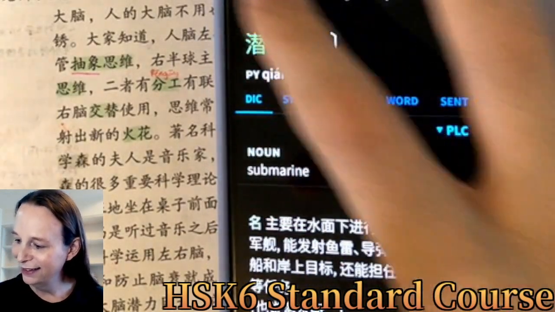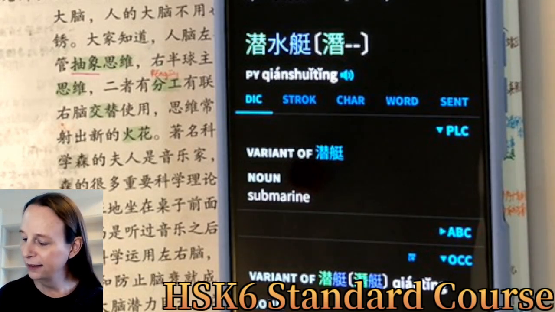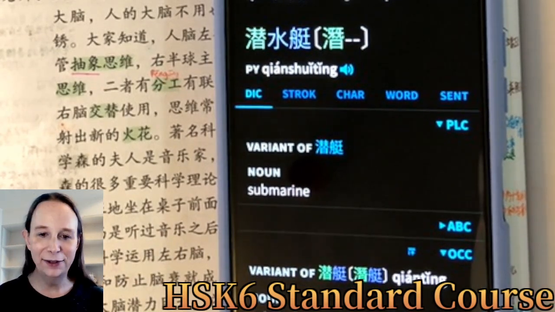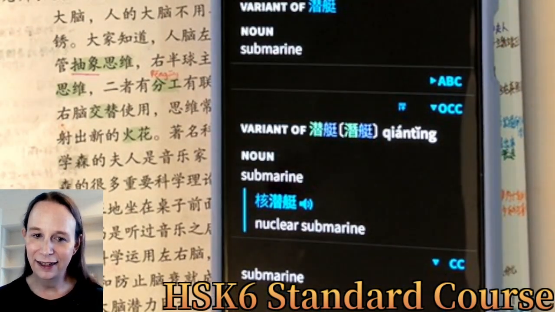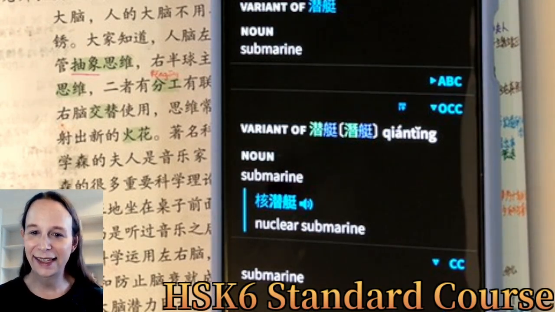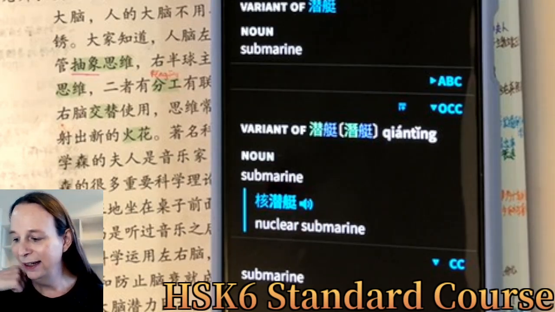潜艇. I usually encounter 潜水艇. 核潜艇. Okay, so that's nuclear submarine. 核 refers to the core or nucleus of an atom. So nuclear submarine. 核潜艇.